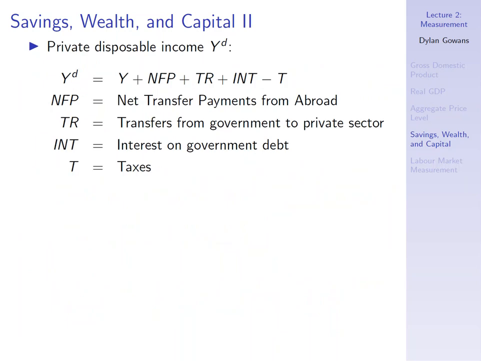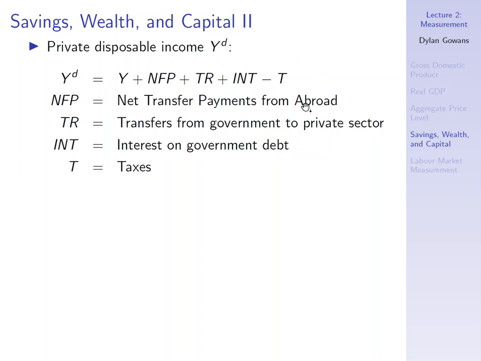So let's now talk about our concept of savings and of wealth at the aggregate level, at the macroeconomic level. So here's some definitions. First, we call private disposable income YD. And this is just total income, so total GDP, plus the amount of money we receive as transfer payments from abroad. That's NFP. Transfers from the government. So you might imagine I get a COVID-19 payment. That's a transfer from the government. That adds to my personal private income, plus interest I might earn on government debt, minus any taxes I pay.